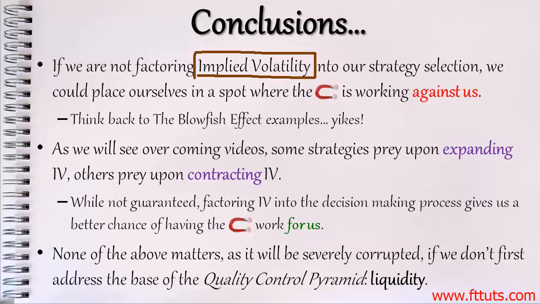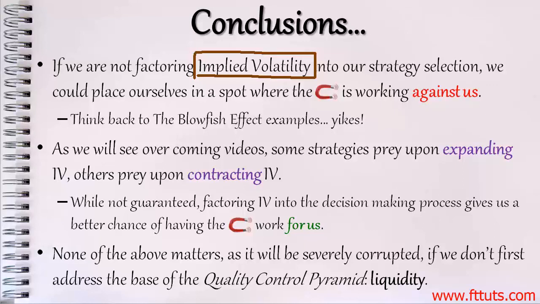And as you will see in the upcoming videos, some strategies prey upon expanding IV, while others prey upon contracting IV. So expanding or contracting, we know what to expect, right? How do we know what to expect? Because we now understand the magnet. Knowing that, you're going to choose different strategies, and it's not guaranteed. But factoring the IV into the decision-making process gives us a better chance of having the magnet on our team, and when the magnet's on our team, it works for us, which makes our lives much easier.